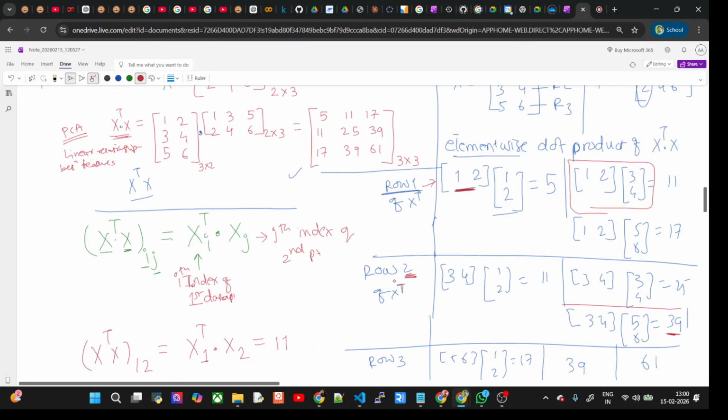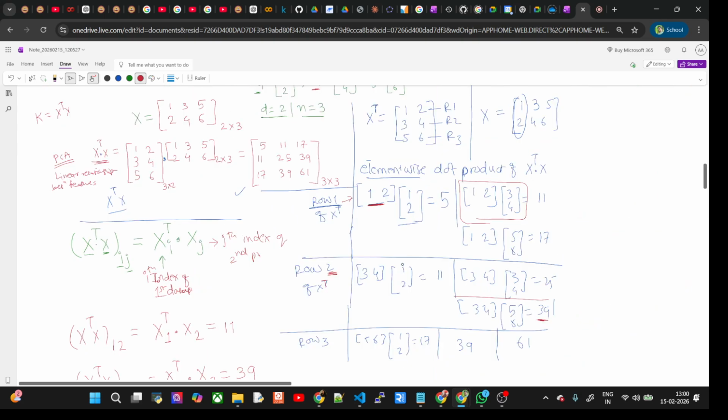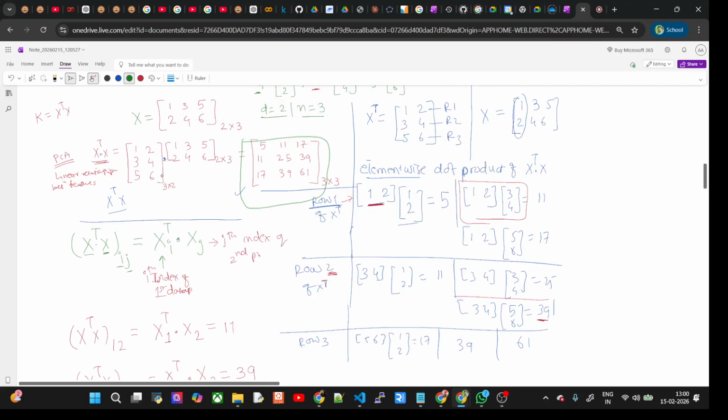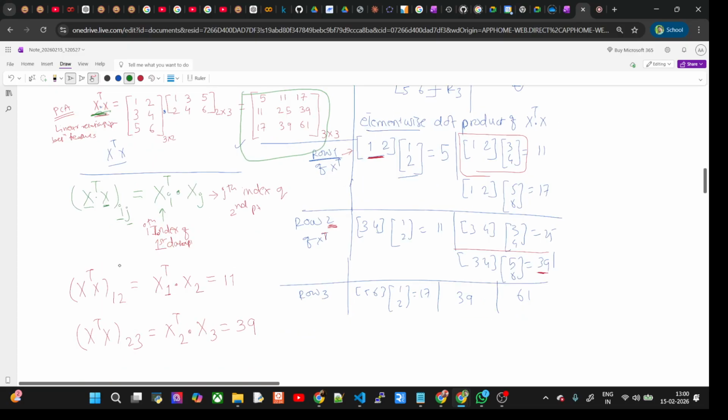What happened now here? If you see our earlier calculated matrix, this is the directly calculated X into X transpose, and this is the value you have. Now, pairwise, we have calculated it this way: X transpose into X of 1 comma 2, this is a pair. So you got 11, first row second column, correct. Here, second row third column is 39, and this is also 39.